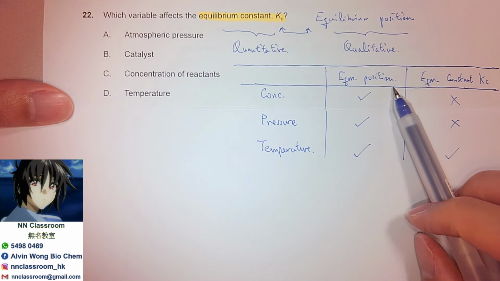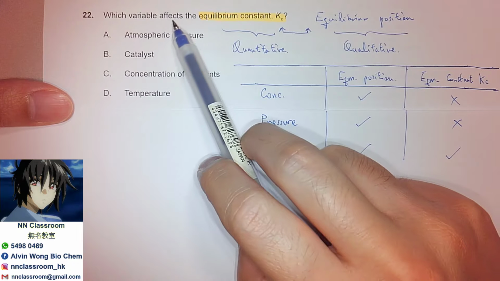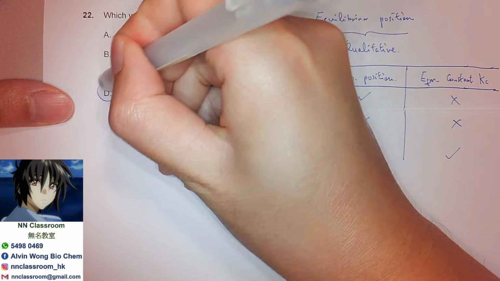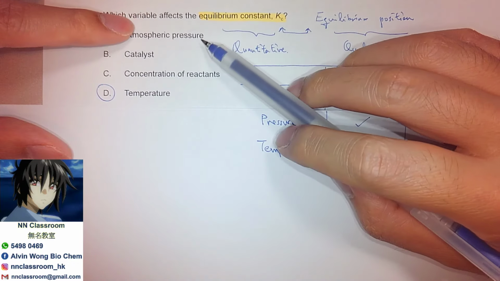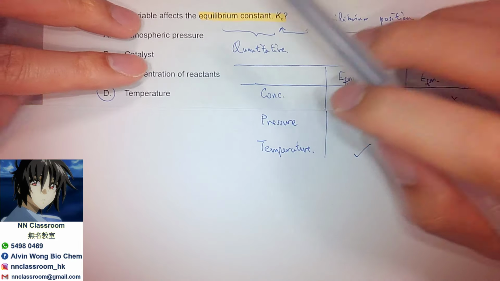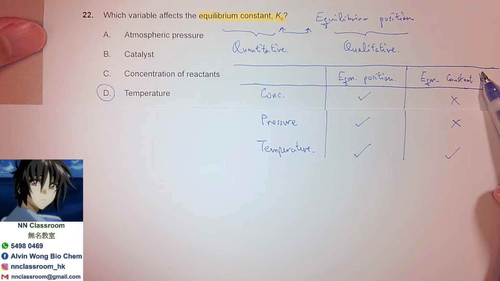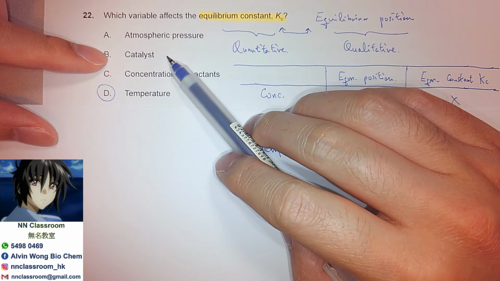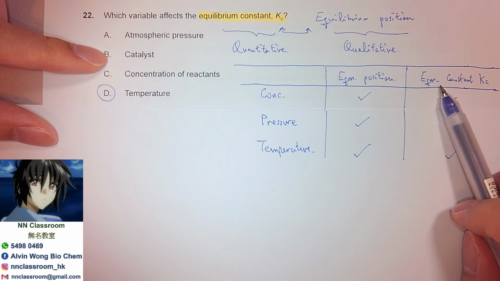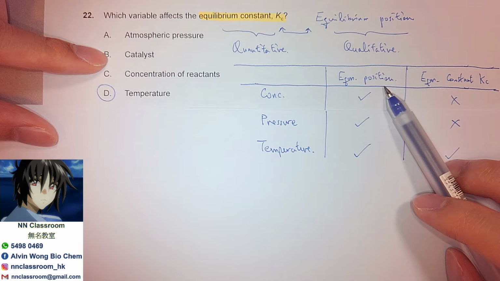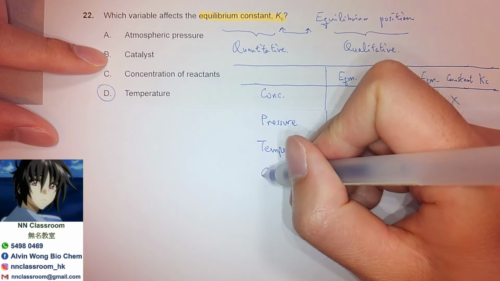So that's why, all in all, if they're asking for the factor affecting the Kc value, we only choose D. But atmospheric pressure or concentration only affect the equilibrium position, not the equilibrium constant's value. And also I remind you that catalysts never affect anything about equilibrium, neither the equilibrium position nor the equilibrium constant.